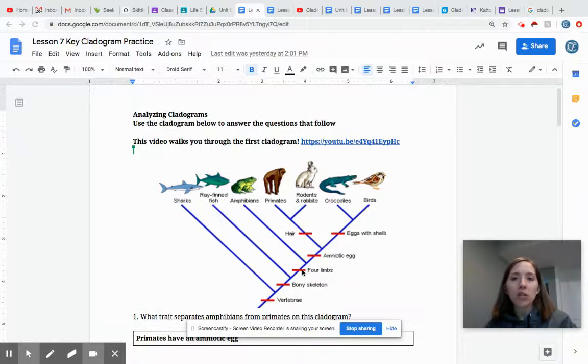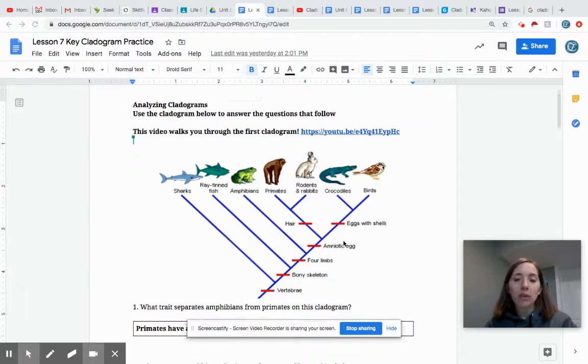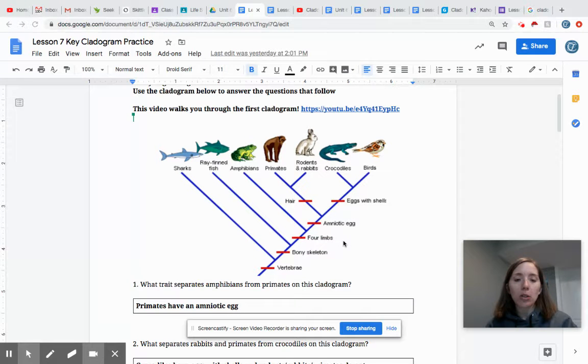Like you saw in the initial video, cladograms move in terms of time from left to right. It also moves in terms of the organisms and their characteristics from left to right. So, for example, all organisms on this cladogram have a vertebrae because everything is to the right of this vertebrae characteristic. But only from ray-finned fish up have a bony skeleton. Only from amphibians up have 4 limbs. So those sorts of things are separating them out on this cladogram. We'll go over some examples, and I think it'll help a little bit more.